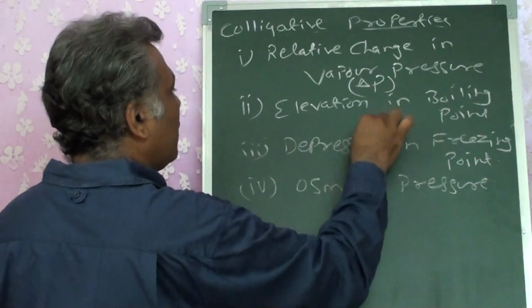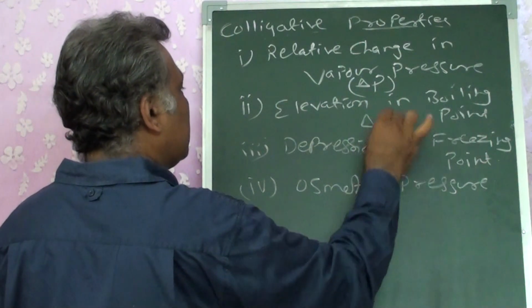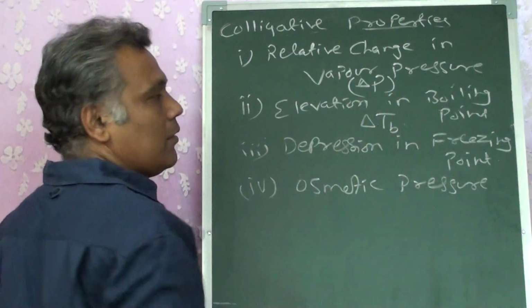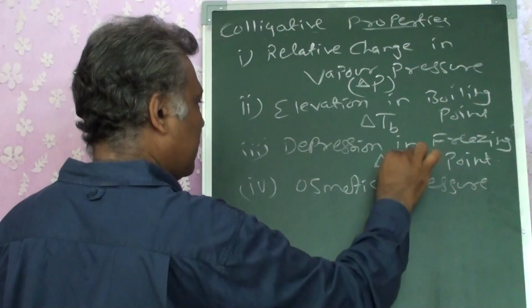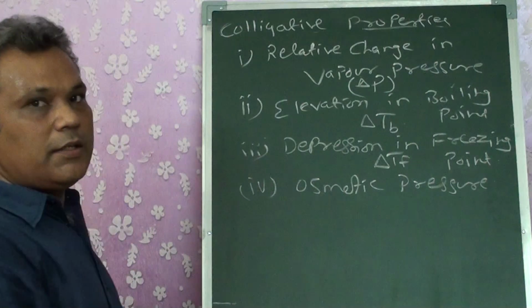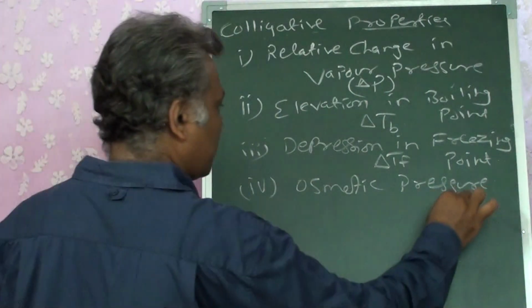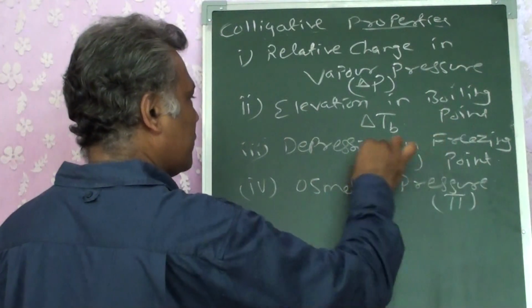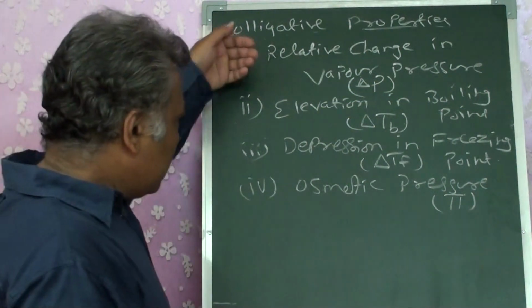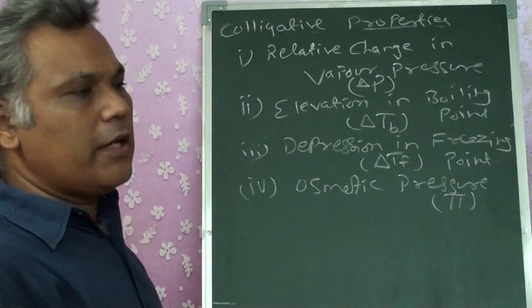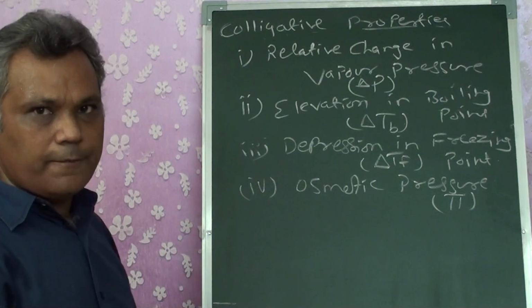For elevation in boiling point, delta TB, boiling point. For depression in freezing point, the symbol we are using is delta TF, and for osmotic pressure we are going to use the symbol pi. These are the 4 colligative properties that we want to study.